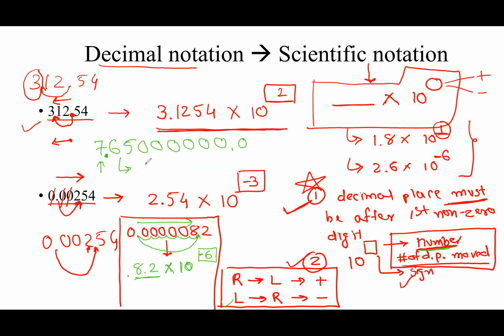All right, so as you know by now, it has to be after the first non-zero digit. So you're just going to say 7.65. Now it should be 10 to the power of a number here, right? Let's find out how many places we move. We move 1, 2, 3, 4, 5, 6, 7, and 8, isn't it? Yes, +8.